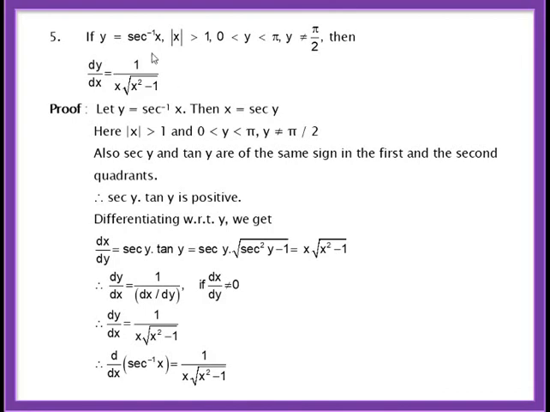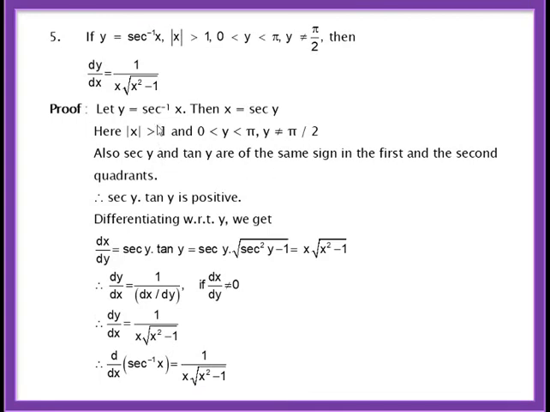Now what is the derivative of sec inverse x? It is 1 upon x into root of x square minus 1. Basically, we should say mod of x into root x square minus 1. But usually it is written as 1 upon x into root x square minus 1 only.